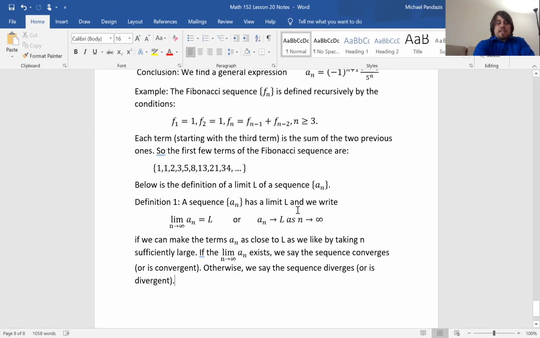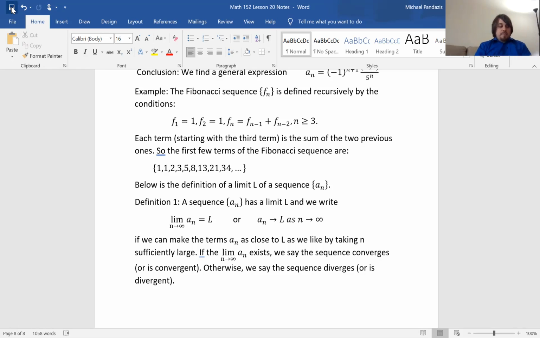A sequence A sub n has the limit L. We use this notation if we can make the terms A sub n in the sequence as close to L as we like by taking n, the index of the sequence, sufficiently large. If the limit of A sub n as n approaches infinity exists, we say the sequence converges or is convergent. Otherwise, if the limit does not exist, we say the sequence diverges or is divergent. So that's definition 1.